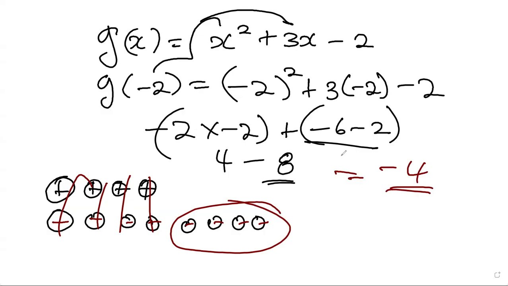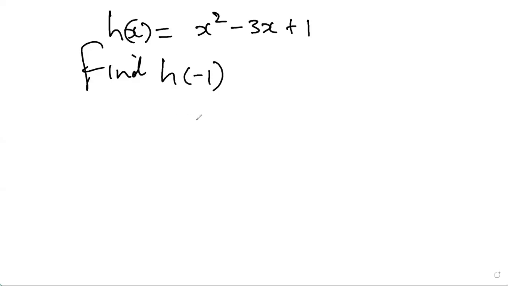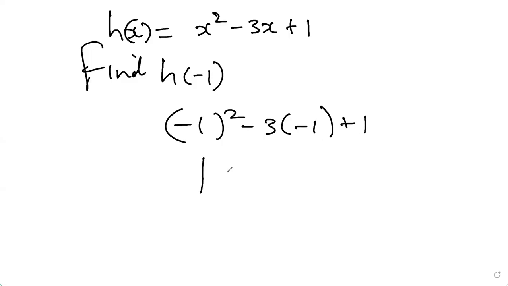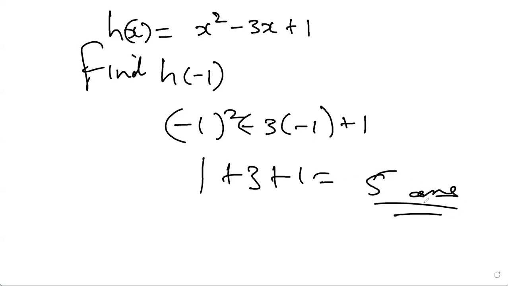Try one more. We have 10 minutes to complete. Right, so we have h of x equals x squared minus 3x plus 1. Anywhere we see x, we're going to put negative 1. So negative 1 squared minus 3 times negative 1 plus 1. Negative 1 times negative 1, positive 1. Negative 1 times 3, positive 3. Everything is positive, so we add and we end right there.